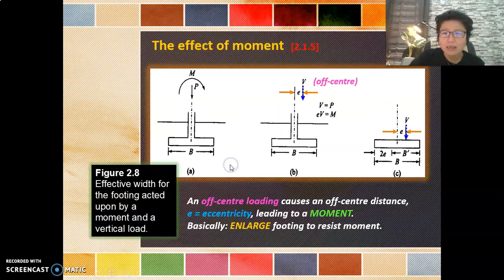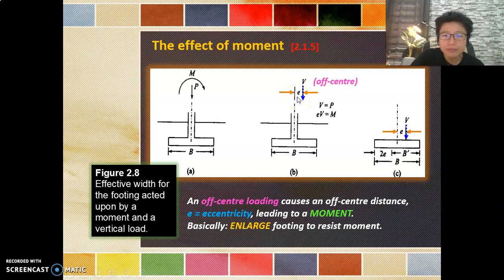what the moment is. Moment is simply a load that is acting off-center. Recall that? When you have an off-center loading, it will cause an off-center distance, what we call eccentricity E. Alright? And when you have your load multiplied by that distance to the centroid, we have a moment. Simple as that. Okay? And just remember this simple equation. Moment is simply V times E, agree? Load multiplied by the distance towards the centroid.